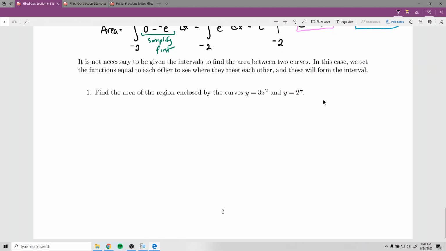Now, I'm not going to use the graph in general to find the points of intersection, but I'm going to graph these two to show you what I'm referring to. It says find the area of the region enclosed by the curves y equals 3x squared and y equals 27. Notice that there are no given bounds, no given a and b. What we're going to do is set the equations equal to get the two x values. And they'll be a and b.